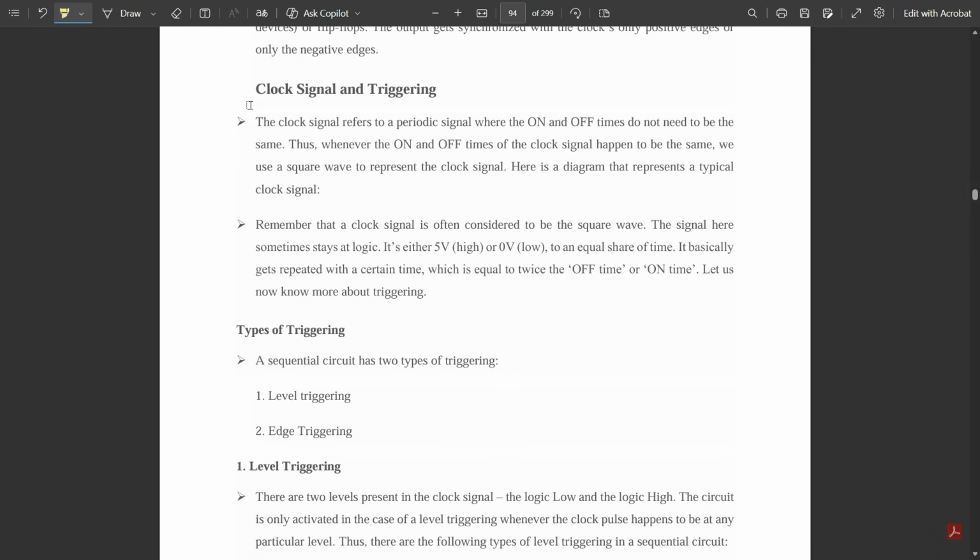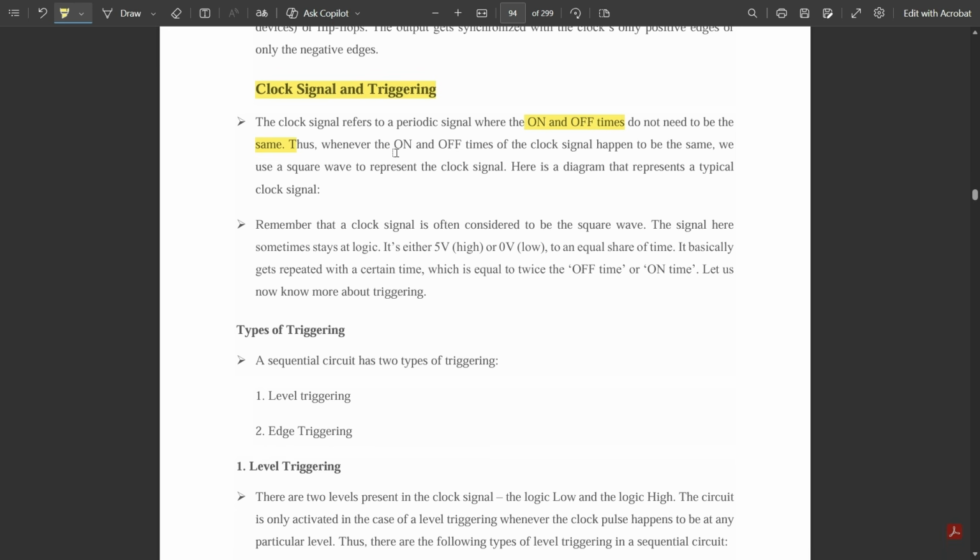Now let's see the concept of clock signal and triggering. This is very important. The clock signal refers to a periodic signal where the on and off times do not need to be the same. Basically the clock signal keeps track of the pulses, whether it is on or off, whether it is in the low or high state, but they need not be the same, because the clock signal won't depend on the pulses. So it is independent of whatever the values of the pulses are.